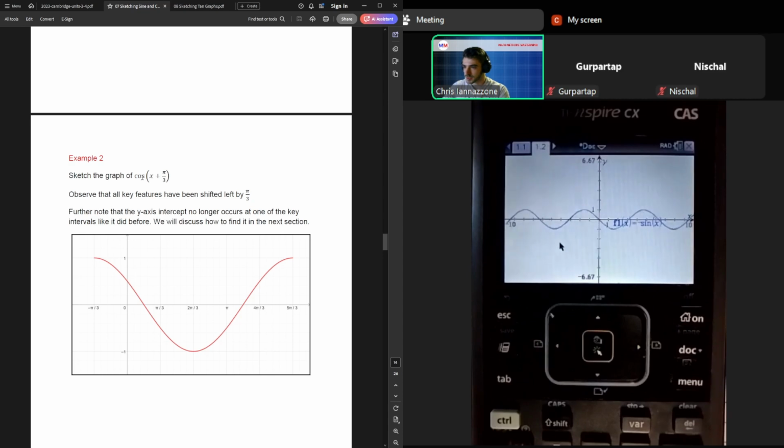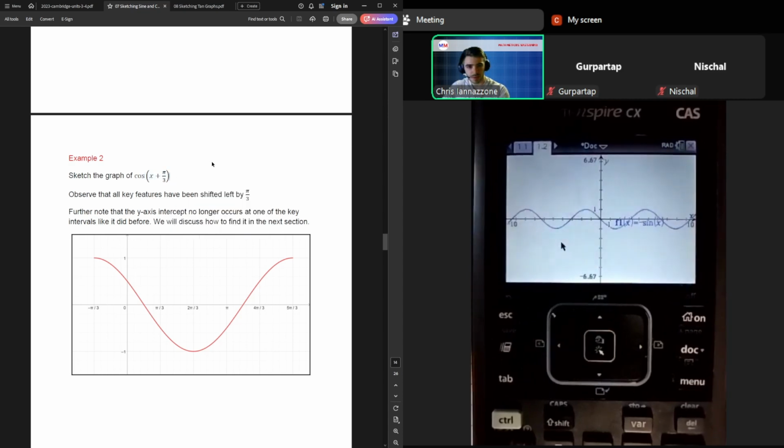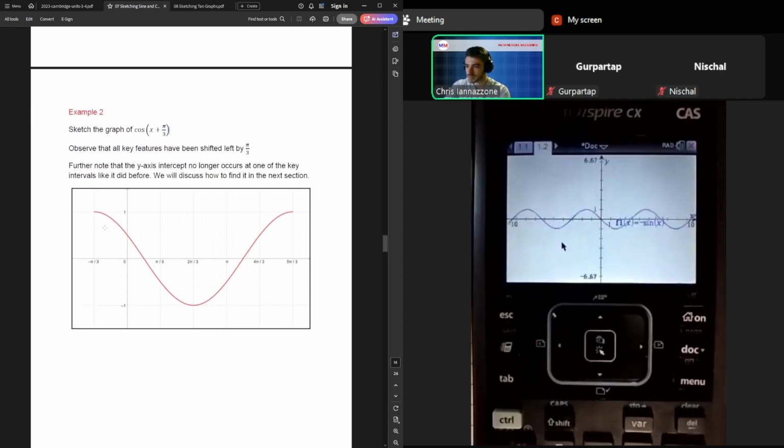In the case of cos, I've given you a backwards translation. So plus pi over 3 means we're shifting left by pi over 3. So it starts at a peak always, unless there's any reflections. And because we're shifting left pi over 3, the peak is now occurring at x equals negative pi over 3. And this 5 pi over 3 here is just 2 pi after you've subtracted pi over 3 from it.